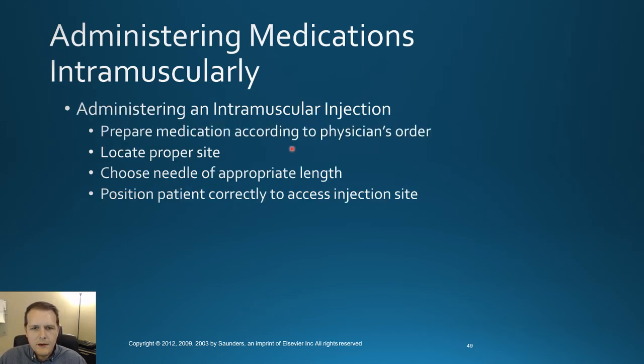So you prepare the medication just to the physician's order. You'll locate your proper site. Usually if you're giving it to the patient, then you maybe use the deltoid, and then you'll make sure to choose a needle of appropriate length. This may be dependent on the muscle you're using, maybe dependent on the adipose tissue, or how much they have, the patient there, and then position the patient correctly to make sure you can get to that site.